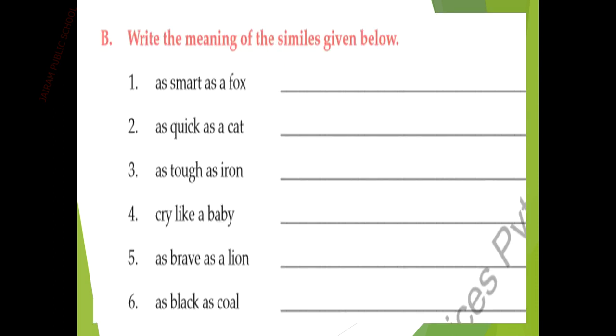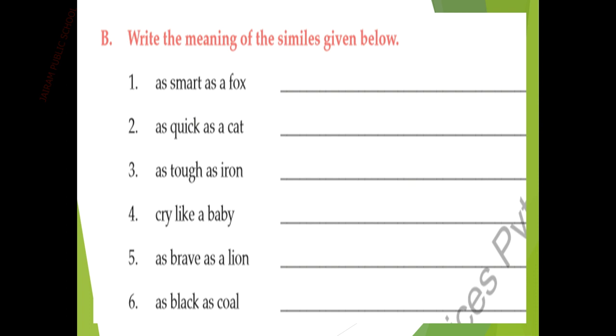Let us go to section B. Write the meaning of the similes given below. Go to the first one. As smart as a fox. You all know about an animal which is fox. It is very cunning and also very clever. It has intelligence. So which is the right answer for the first one? As smart as a fox means extremely intelligent. Here you are comparing the fox's intelligence, which means extremely intelligent.